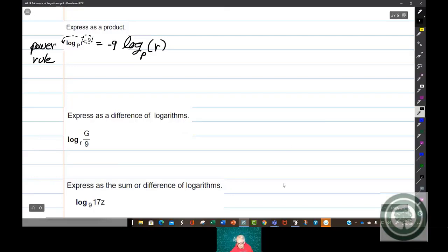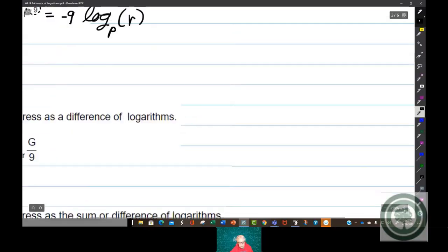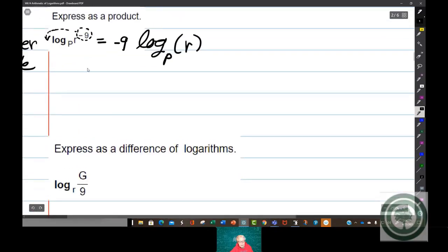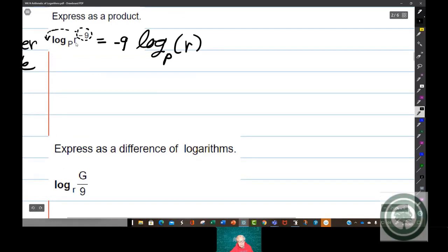Let's make this a tad bigger, shall we? To make sure that you can see this. This is log base p of r to the negative 9. I want to write it again in case you can't see it. Log base p of r to the negative 9 equals negative 9 times log base p of r.